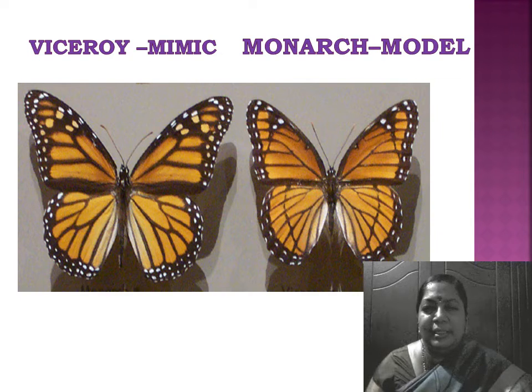Another best example for Batesian mimicry is found among butterflies. The edible variety of butterfly called viceroy mimics the inedible variety of butterfly called monarch so that it can escape from the predator.